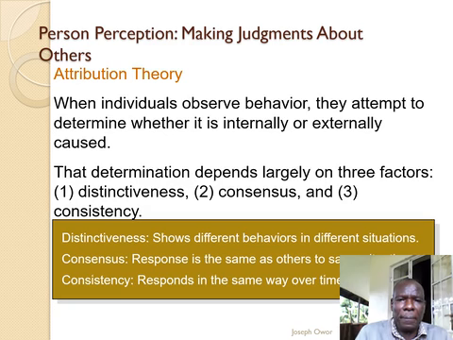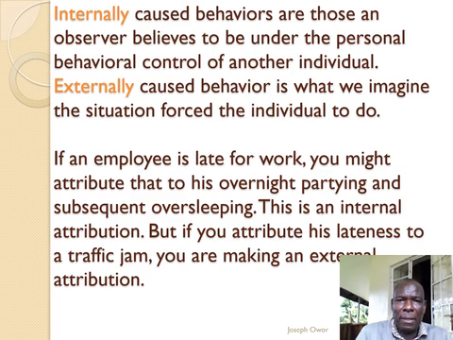Now, a good example here is when an employee is late for work. You might attribute that to his partying or drinking and oversleeping. This is internal attribution. But if you attribute his lateness to a traffic jam, you are making an external attribution. So person perception is based on attribution. And most of the judgments we make on people are based on attribution.